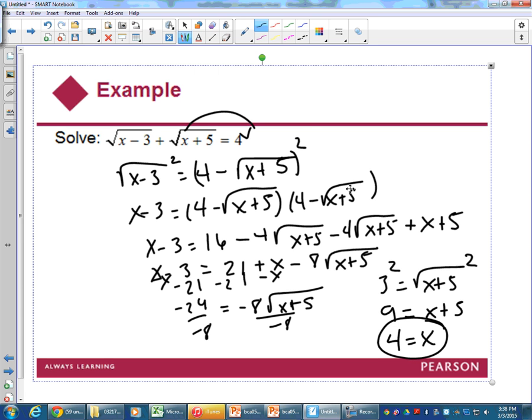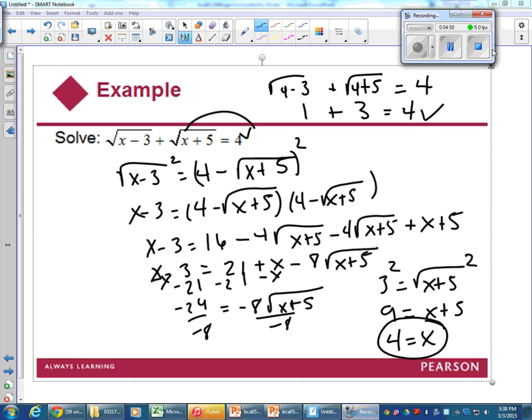Let's make sure that'll work. The square root of 4 minus 3 plus the square root of 4 plus 5 equals 4. So that's 1 plus the square root of 9, which is 3. 1 plus 3 equals 4, and that checks out. So that's 3 examples of radical equations, and in a minute we're going to do some formulas.